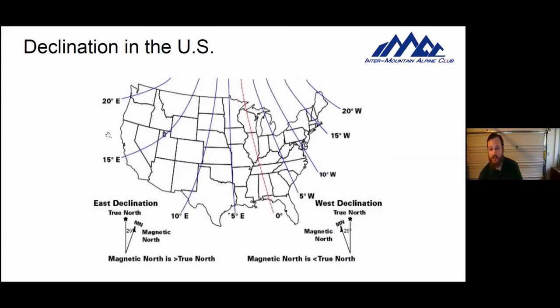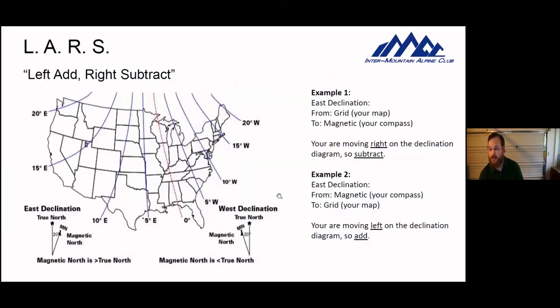So in Washington, it's going to be between 15 and 20. And as you go across the country, it changes. On the East Coast, it's going to change to a west declination. And so your declination diagram is going to have magnetic on the left side instead of the right side. Why is this important? This is how we're going to convert from our compass to our map and vice versa.